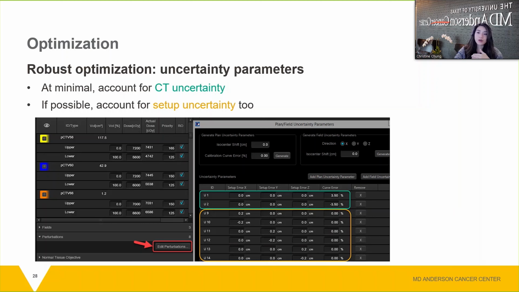And this is something that I always discuss with physics. Before I get into the optimization, I ask them to review and approve the beam angles, beam specific targets, and the perturbations that I plan to use. This is always good to stop here and have a good discussion to make sure that what you're doing is what they want, right? So at minimum, you should be accounting for the CT uncertainty. Sometimes also including the setup uncertainty creates over robust plans and the dose is kind of everywhere. So if possible, also account for setup uncertainties.